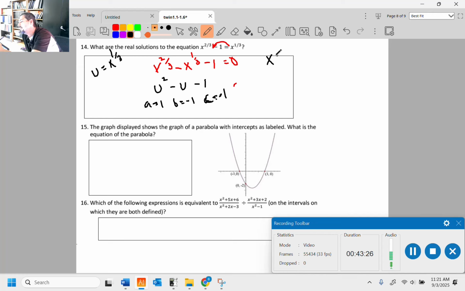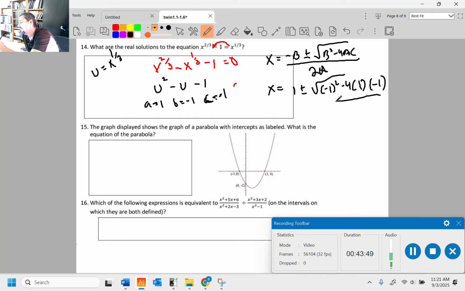And then I'm going to sing a song. X equals negative b plus or minus square root b squared minus 4ac all over 2a. I'm going to feed this thing. So x is negative b, so opposite of a negative 1 is positive 1, plus or minus square root of a negative 1 that is squared, minus 4 times an a, which is a 1, times a c, which is a negative 1, all sitting pretty over twice a 1. Interesting, huh? 1 plus or minus square root. 1 squared is 1. Negative 4 times negative 1 is 4. 1 plus 4 is 5, all over 2.